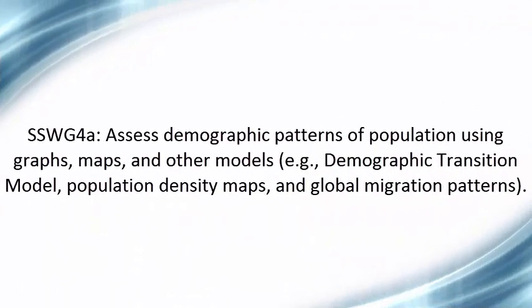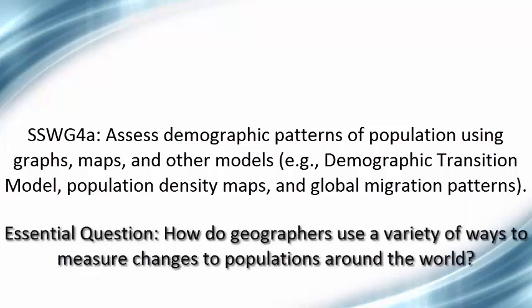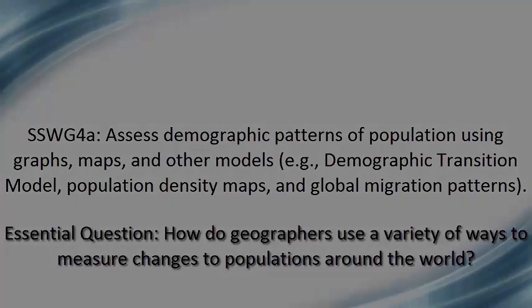Element A asks teachers to teach students to assess demographic patterns of population using graphs, maps, and other models. For example, demographic transition model, population density maps, and global migration patterns. Now let's unpack the element. This is essentially asking, how do geographers use a variety of ways to measure changes to populations around the world?